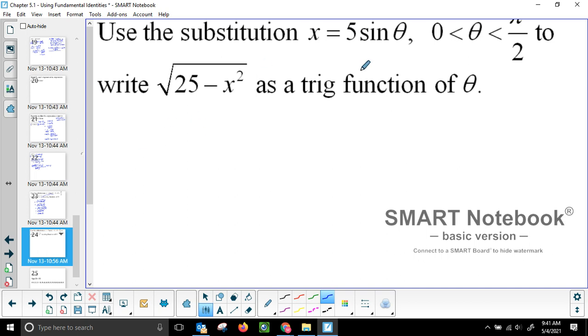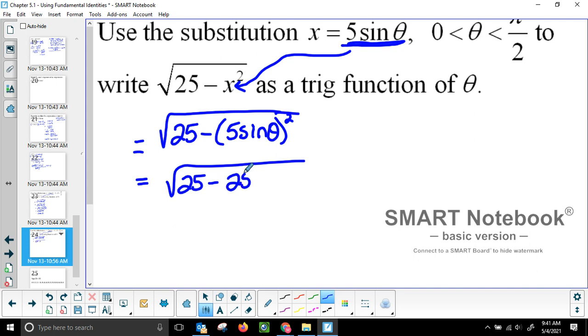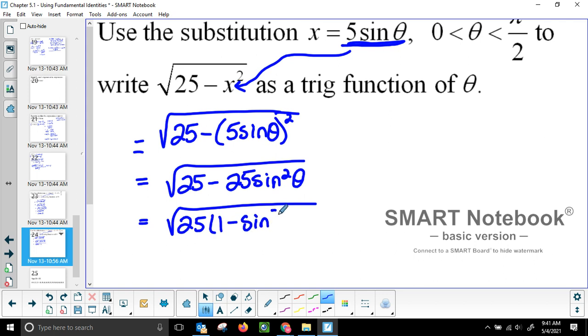All right, so again, we just take what my x equals and I plug it in for x. So we end up with 25 minus 5 sine theta quantity squared, which then will equal the square root of 25 minus 25 sine squared theta. Again, I don't like this minus sign in there. All right, so I'm going to factor out a 25. And that will leave me with 1 minus sine squared theta.